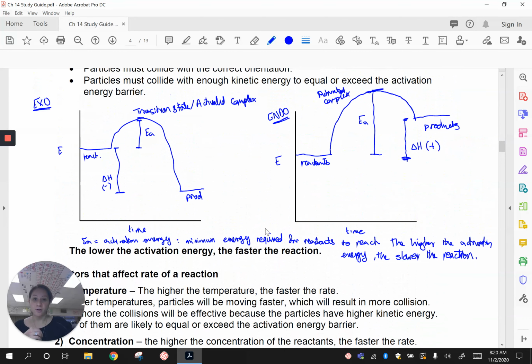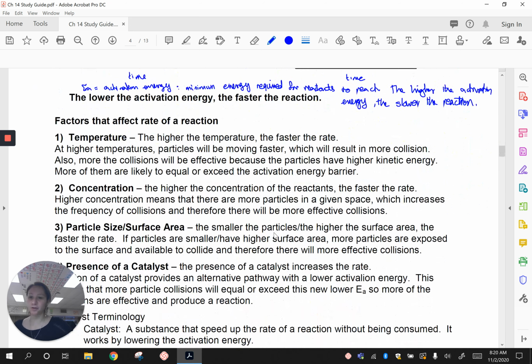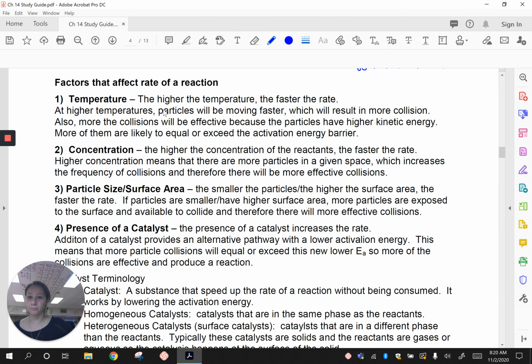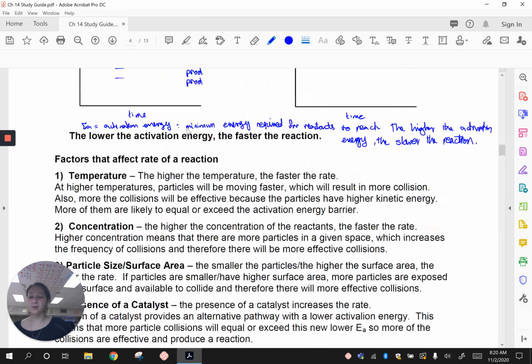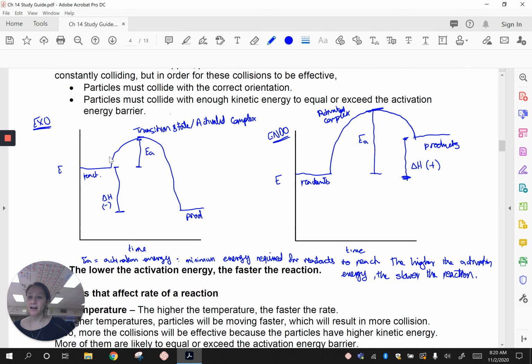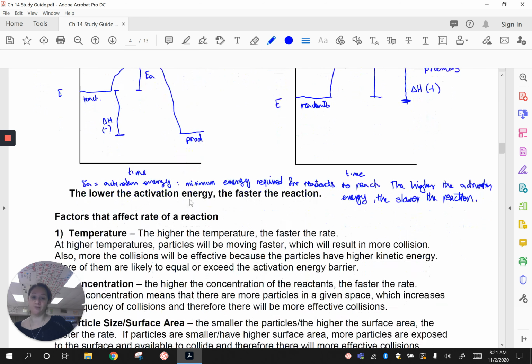There are factors, of course, that affect how fast the reaction occurs. Activation energy is what decides it for sure, but you could do some things to help a reaction out. So these 4 factors are right here. First is temperature. So what happens if I increase the temperature? Well, if I increase the temperature, then my reactant particles are moving faster. And if they're moving faster, they're moving with higher kinetic energy. And so more of these collisions are going to reach or surpass that activation energy barrier, and more of my collisions will be effective. So that's what this is saying here.